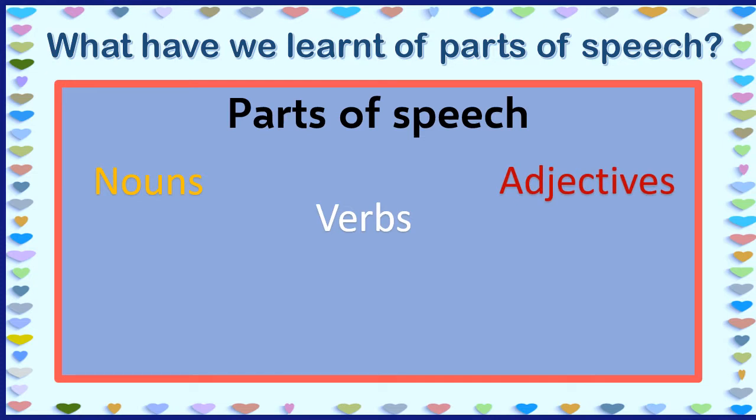Then we learned about adjectives. Adjectives are your describing words. They describe the nouns and make nouns way more interesting. Then we learned about prepositions. As the words say, prepositions are the words that show position in a sentence. Words such as behind the door, under the table, next to the tree.